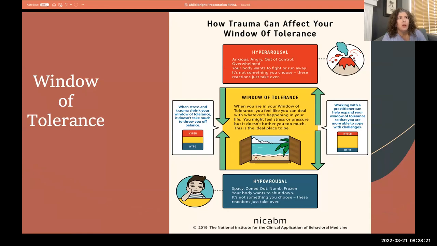So how can trauma affect your window of tolerance? The window of tolerance is actually a term that was coined by Dr. Dan Siegel. He used it to describe the zone of arousal or the window in which a person is able to function most effectively. So it's the fight, flight, freeze, and fawn reactions that we all know. So when people are within this zone or window, they're typically able to readily receive, process, and integrate information and otherwise respond to the demands of everyday life without much difficulty.